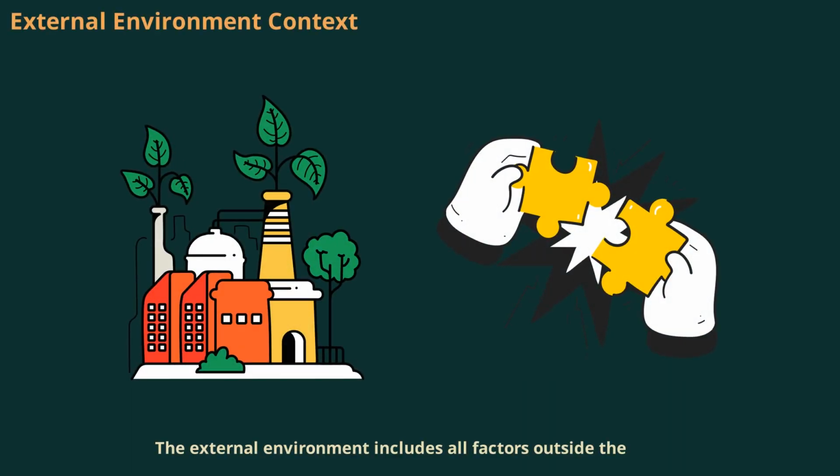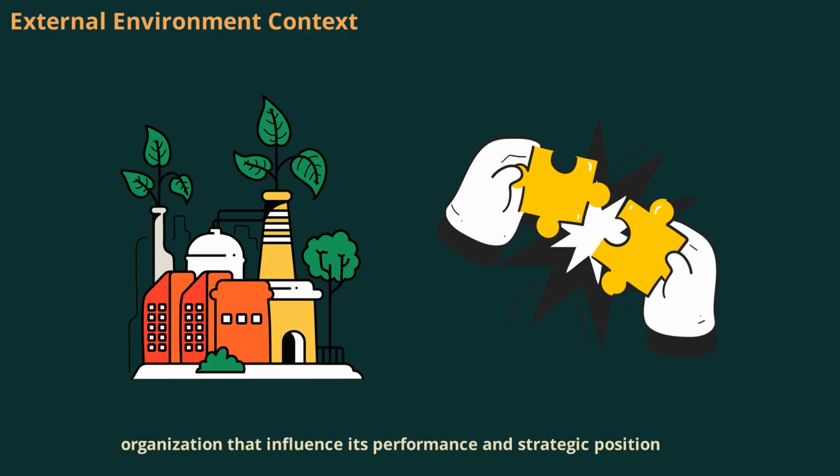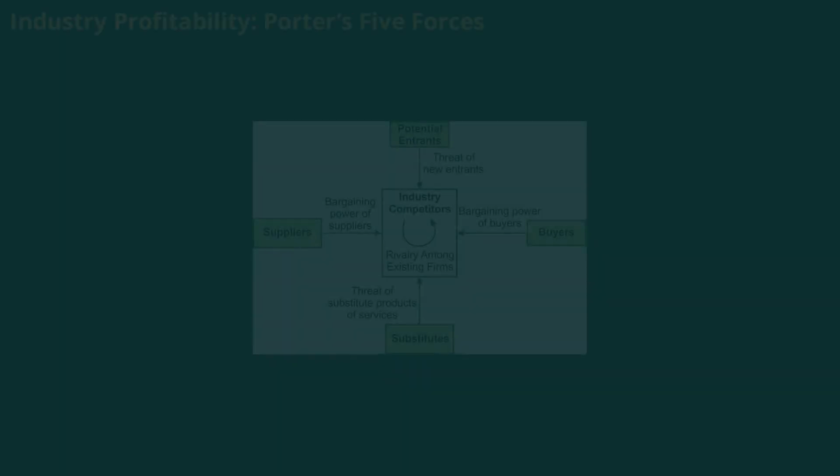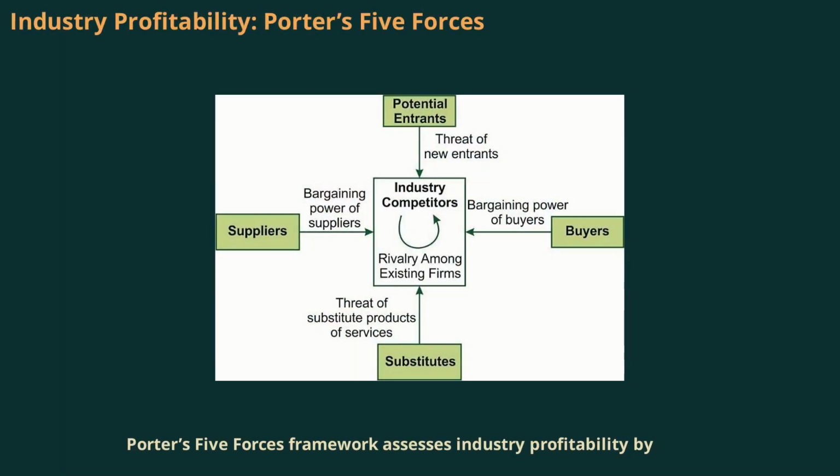The external environment includes all factors outside the organization that influence its performance and strategic position. These factors can be remote, like social, technological, economic, environmental, political, legal, and ethical, or industry-specific, such as competitors, customers, suppliers, and regulatory bodies. Porter's 5 Forces framework assesses industry profitability by analyzing the bargaining power of buyers and suppliers, the threat of new entrants and substitutes, and rivalry among existing firms. Understanding these forces helps organizations anticipate changes in the competitive landscape and craft effective strategies.